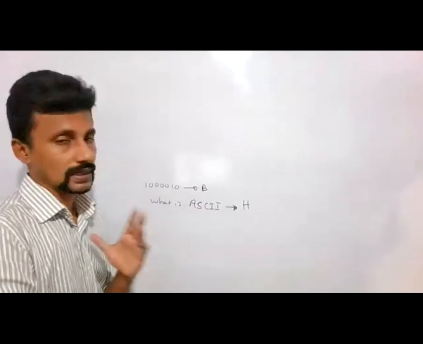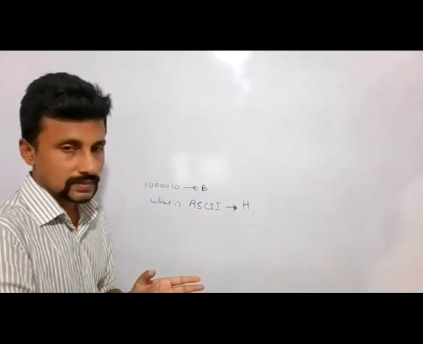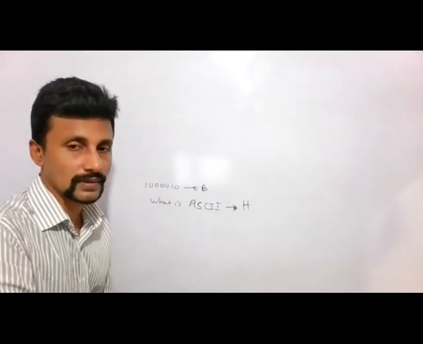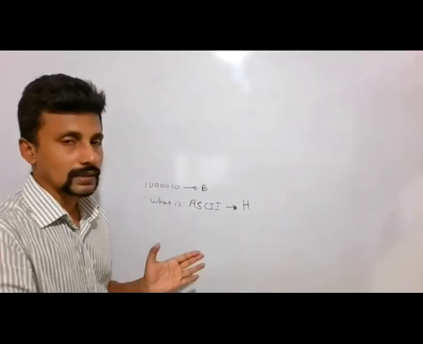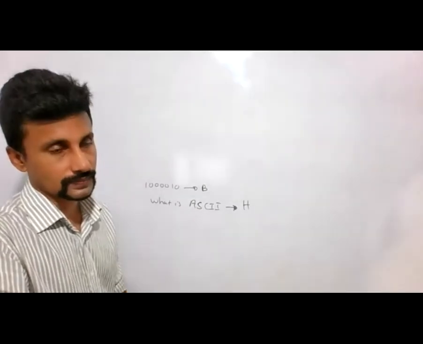So, you find the decimal value of B, then find the decimal value of H, then you can convert it to binary by dividing by 2 and get the ASCII code with the 7 bits.